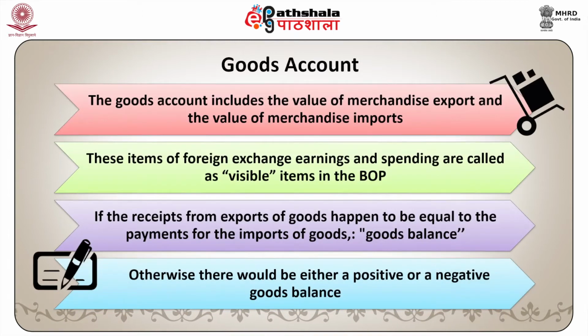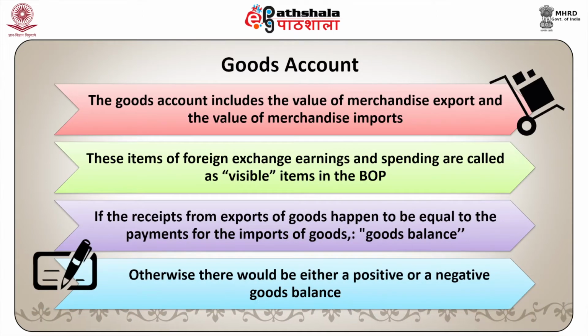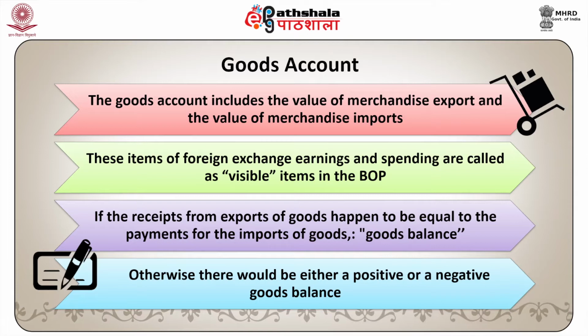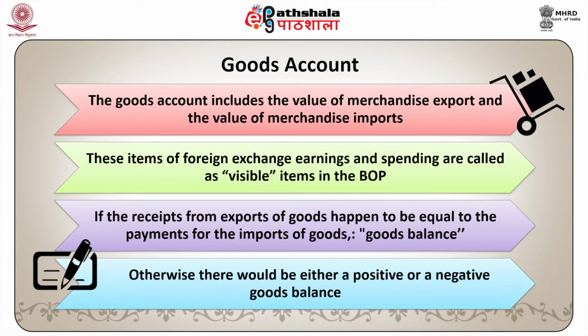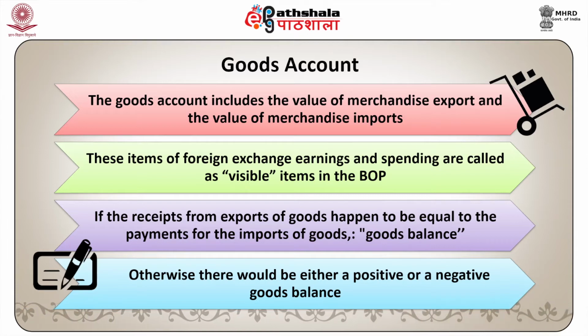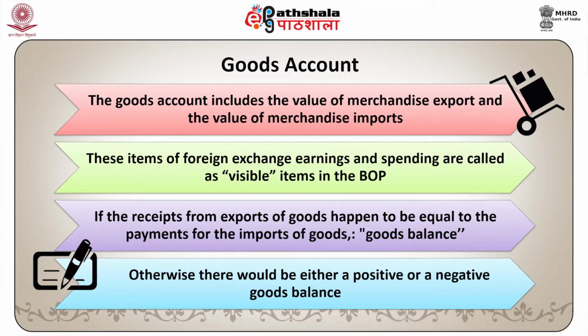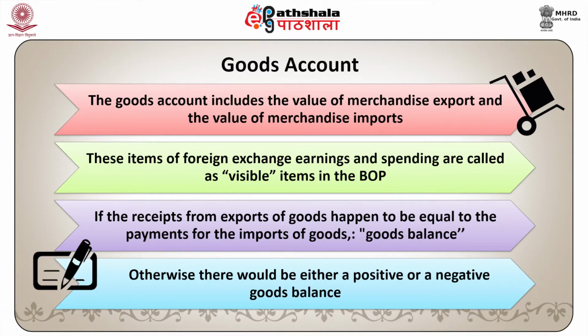The balance of payments statement basically includes 6 major accounts, which are goods account, service account, unilateral transfer account, long-term capital account, short-term capital account, and international liquidity account. The goods account. The goods account includes the value of merchandise exports and the value of merchandise imports. These items of foreign exchange earnings and spending are called visible items in the balance of payments.